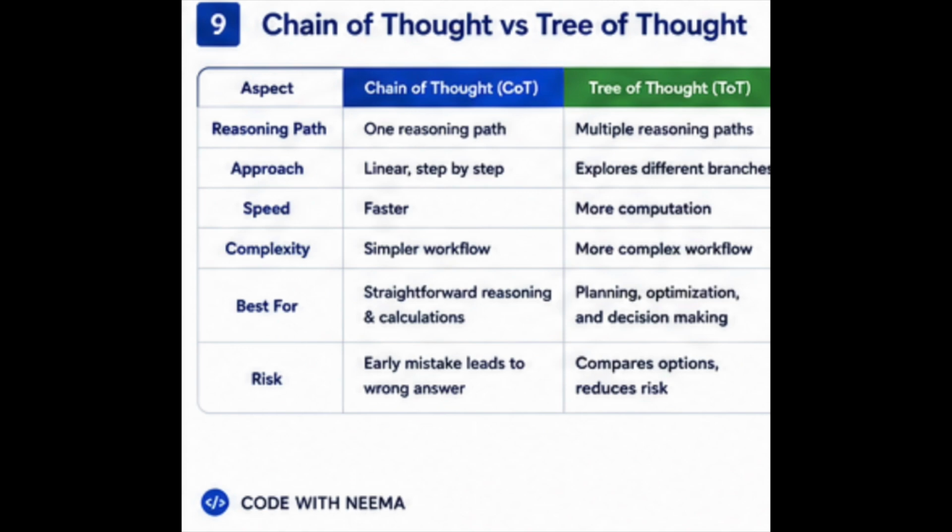Chain of thought versus tree of thought. Now, chain of thought follows one logical sequence. Tree of thought explores several possibilities. This is the key difference. Chain of thought is usually faster and sufficient for many problems. Tree of thought can perform better on complex planning or optimization tasks because it compares different approaches before choosing one.